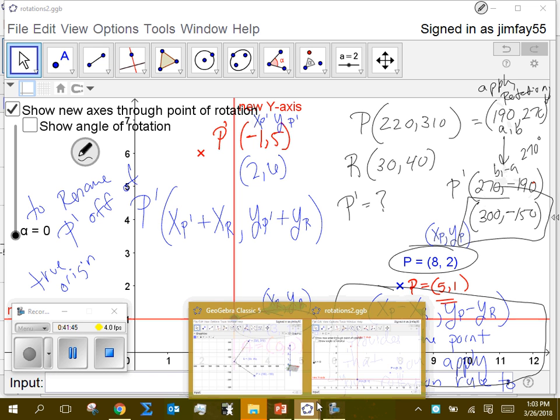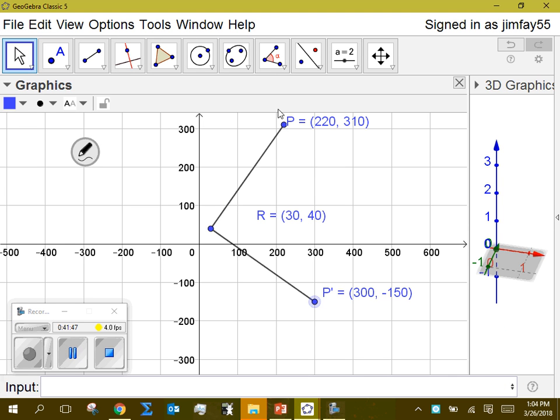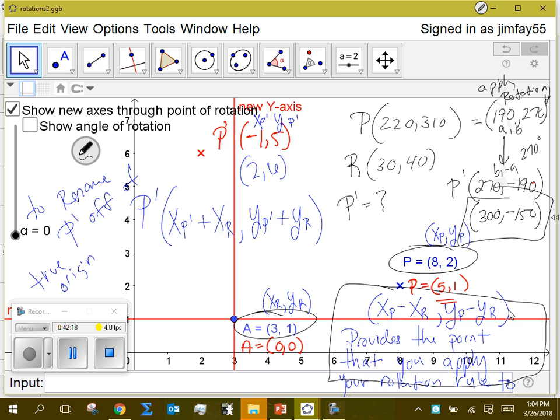If we were to plot these points then, so right now I plotted 220, 310. I plotted our 30/40 as our rotation, and then P prime, which would be our image after we do the rotation. And you see then that the angle here from there to there to there is 270 degrees. So we effectively did a 270-degree rotation. Or if you want to look at it this way, it's saying we did a 90-degree rotation clockwise. It's the same.